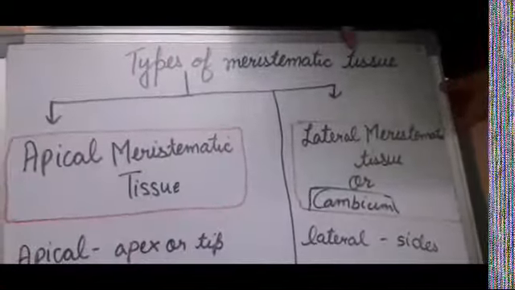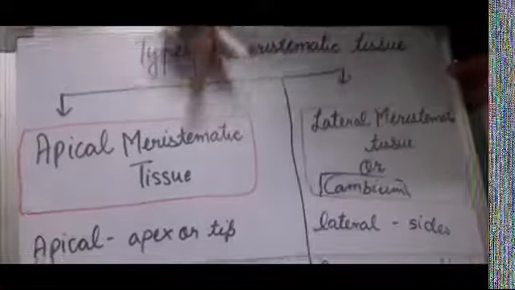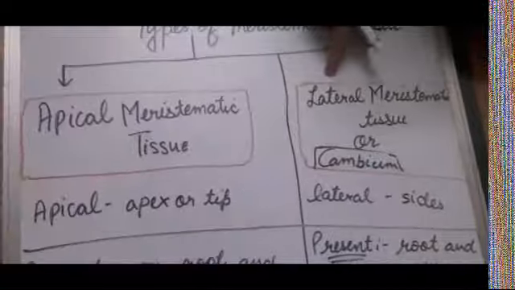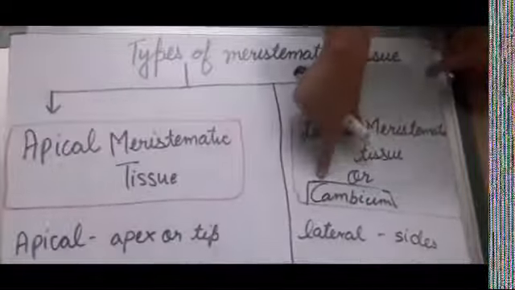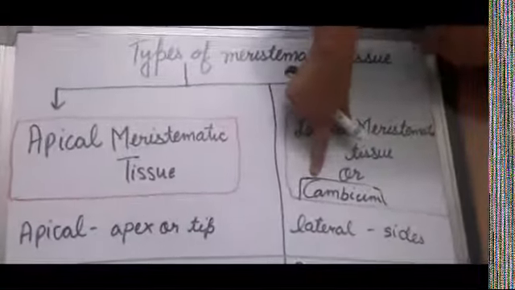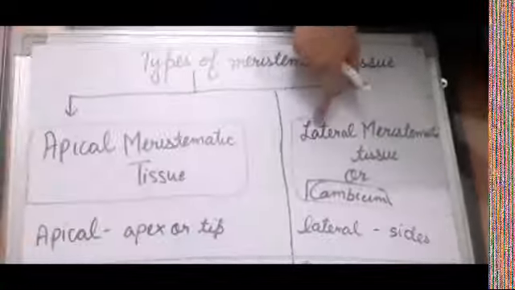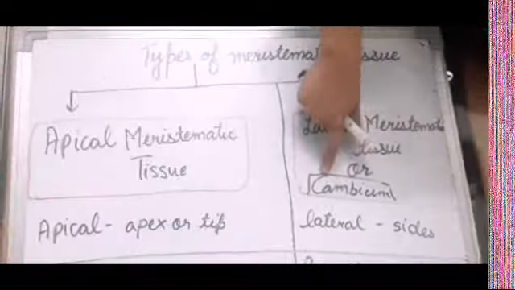Okay, now let's talk about the types of meristematic tissues. Meristematic tissue is of two types, apical meristematic tissue, and second one is lateral meristematic tissue, which is also called cambium. This is very important. Sometimes in exams they ask what is cambium. So don't get confused. Lateral meristematic tissue is also called cambium.